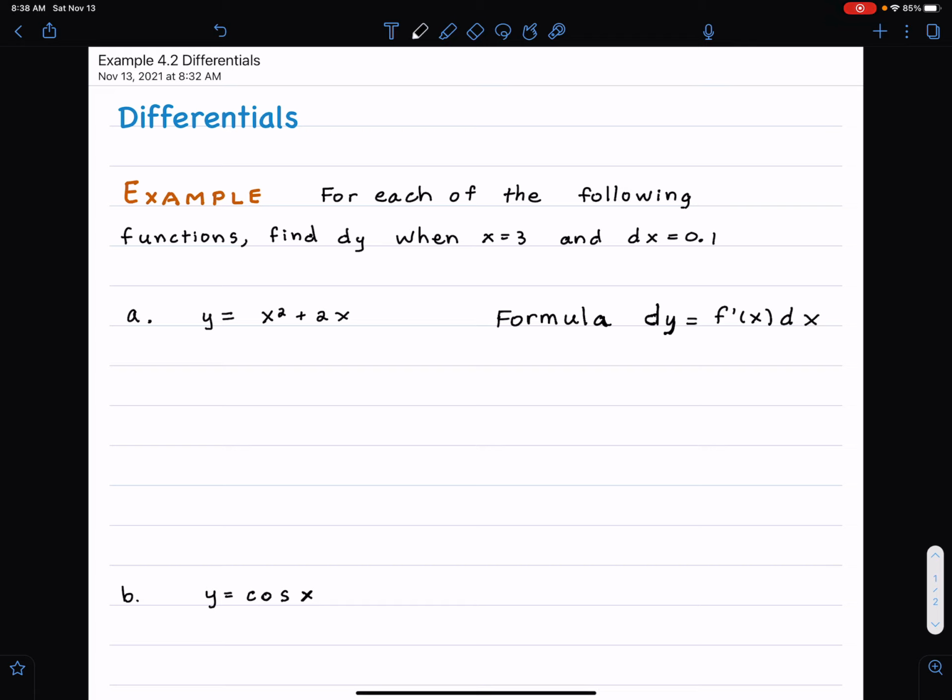And so what we see is this guy here, f prime, and what we could think of this as is rate of change. Okay, that's derivative, rate of change. And then dx is a small change in x.